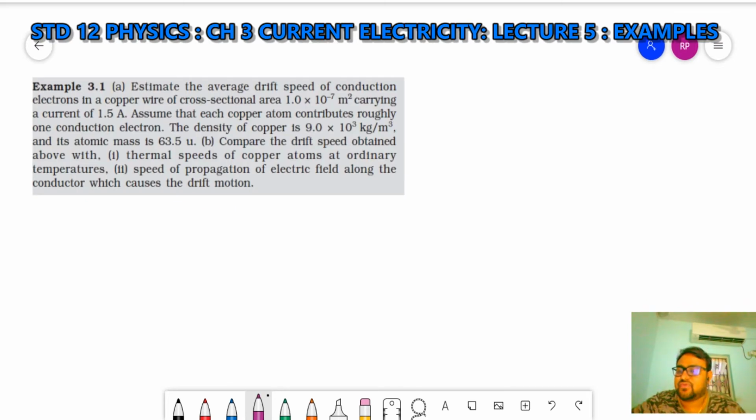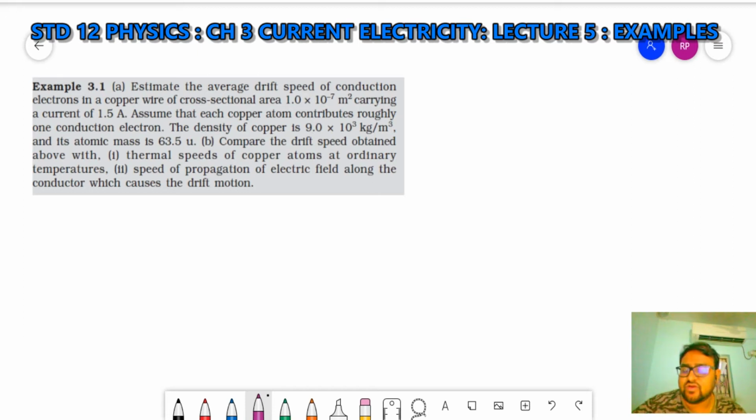Question, example number 3.1. Estimate the average drift speed of conduction electrons in a copper wire of cross-sectional area 1 into 10 raised to minus 7 meters square, carrying a current of 1.5 ampere. Assume that the copper atom contributes roughly 1 conduction electron. The density of copper is 9 into 10 raised to 3 kg per meter cube and its atomic mass is 63.5 u, that is 63.5 atomic mass unit. There are two questions, A and B. First, let's solve the A one.